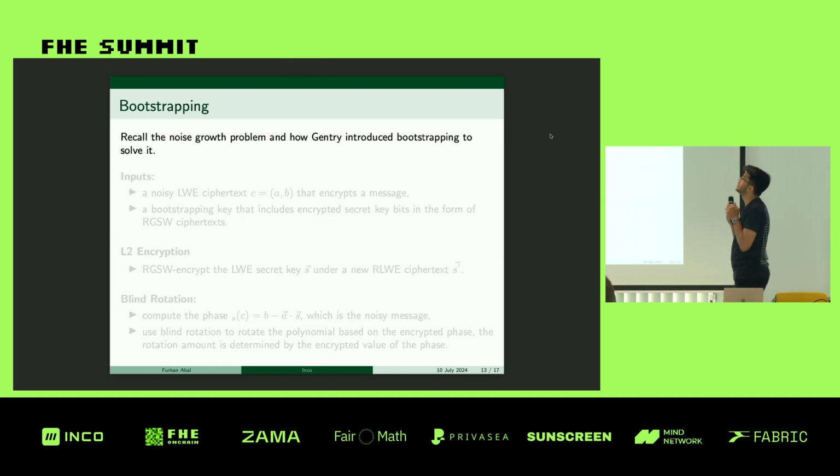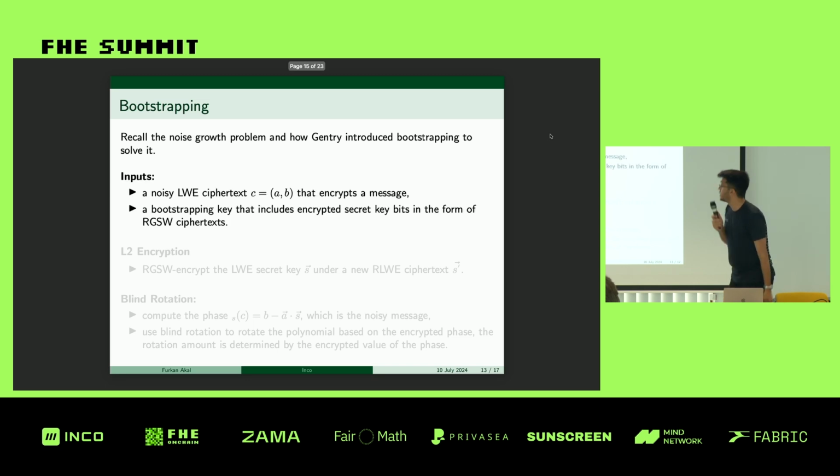And now, using these useful tools, we will construct bootstrapping on top of TFHE. So we saw that Gentry's idea was decrypting, like applying the decryption circuit homomorphically, right?